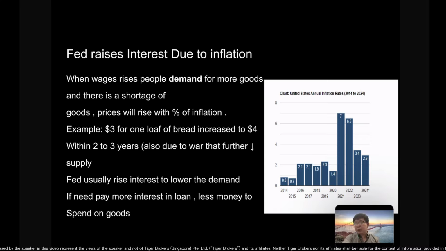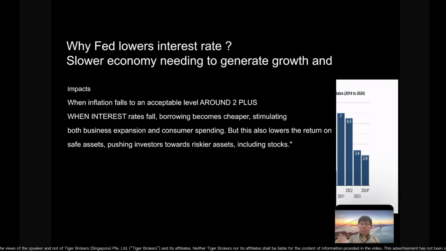So this is the history of the inflation. Inflation low is good so that people do not have to keep on paying more. Next we will see why the Fed will lower the interest rate.